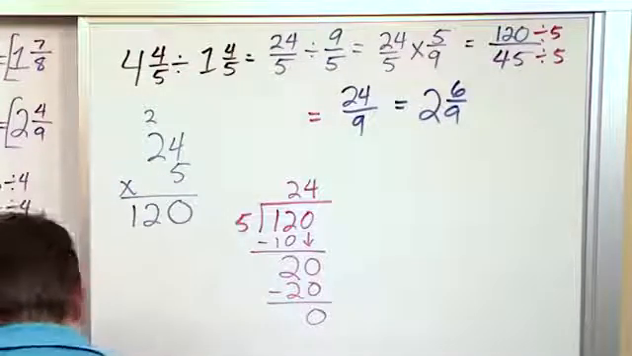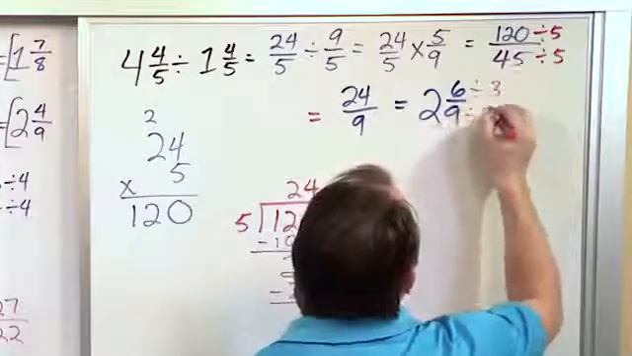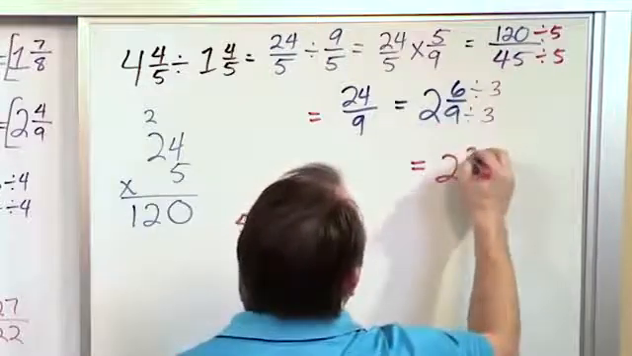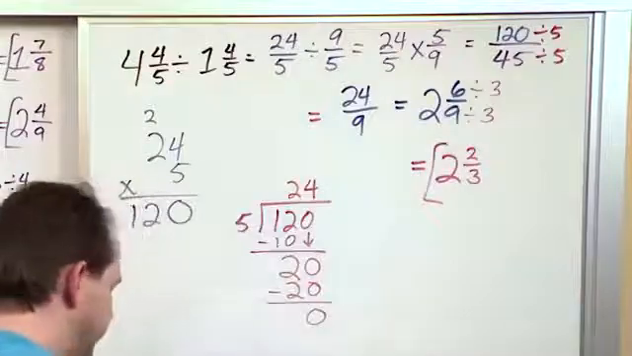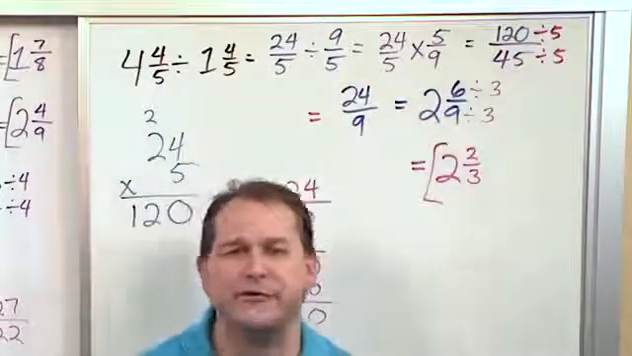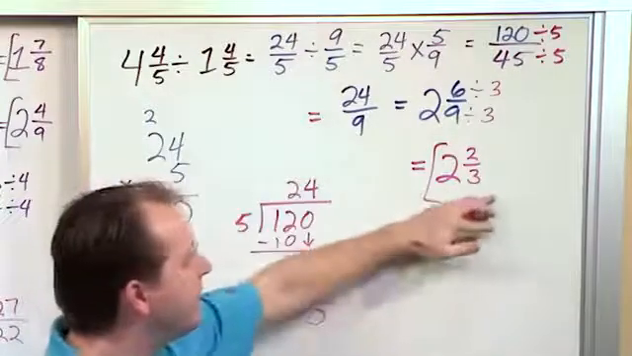But I also see that I can divide this by 3 and divide this by 3. So the final answer will be 2. 6 divided by 3 is 2. 9 divided by 3 is 3. 2 2/3. Now, the process that you use to simplify your fraction may be a little bit different than what I'm doing here, and that's okay. All that matters is that you get to this step.